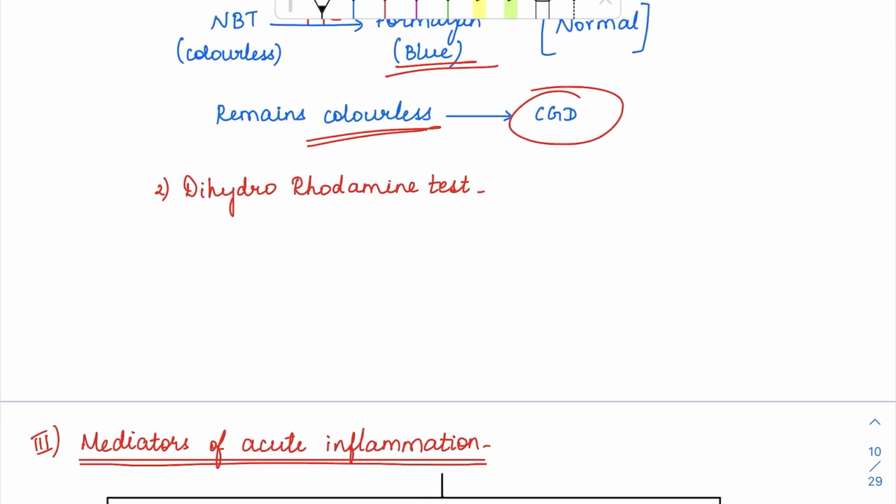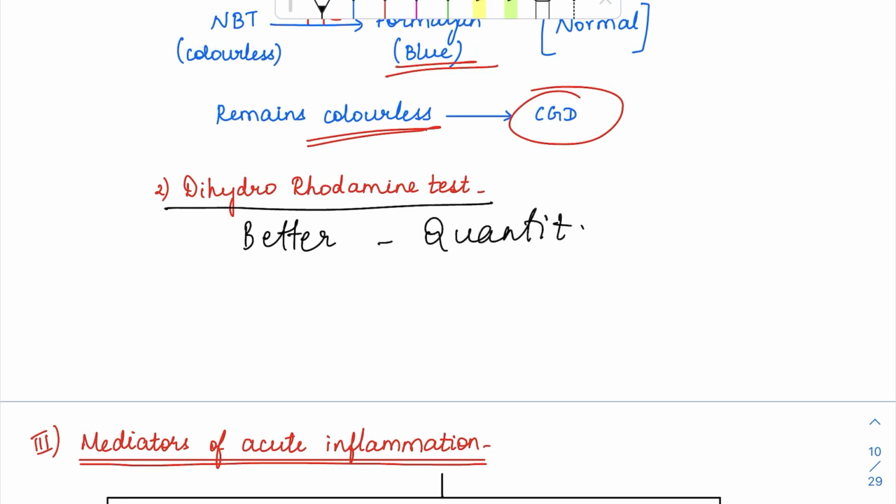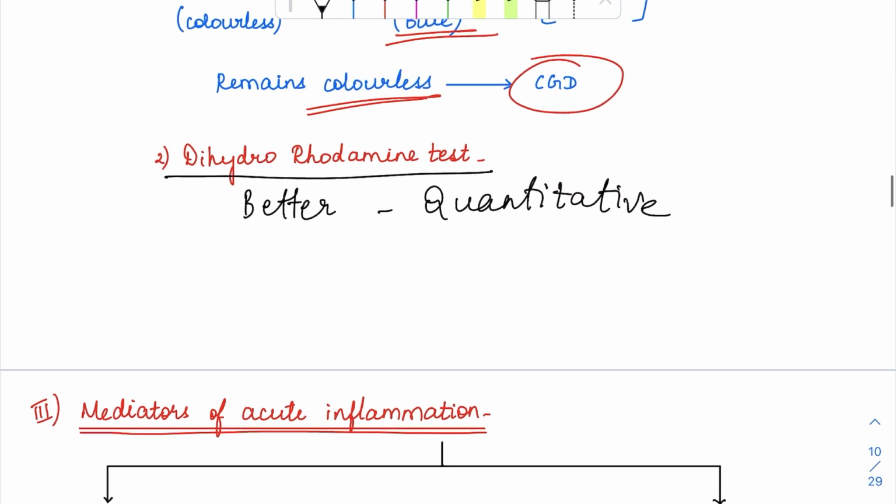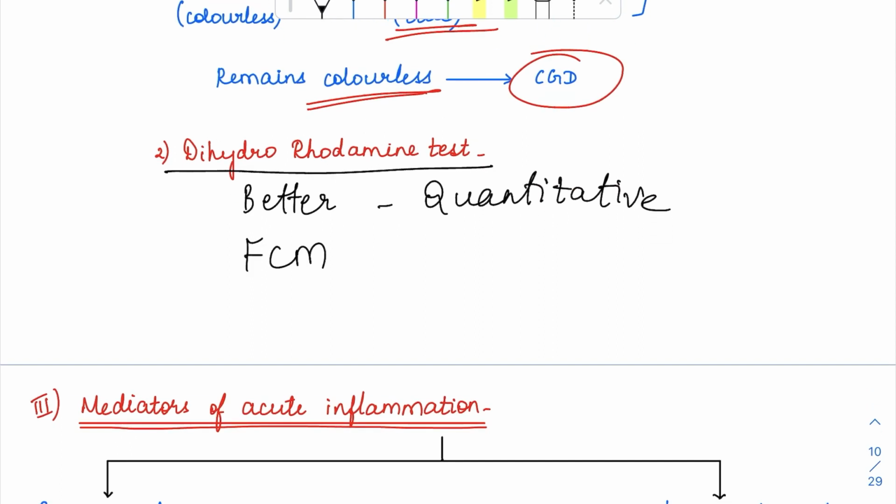We have another test called the dihydrorhodamine test, which is better and more sensitive than the NBT test, because it is a quantitative test as well. We can quantitate the enzyme deficiency here. And it is based on flow cytometry. It is a flow cytometry based test.